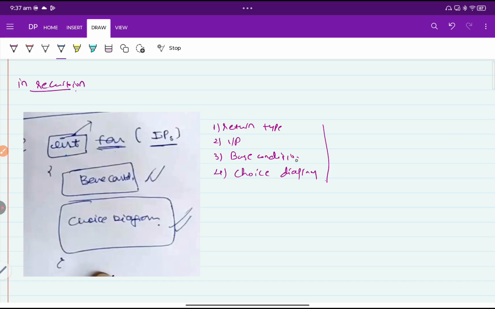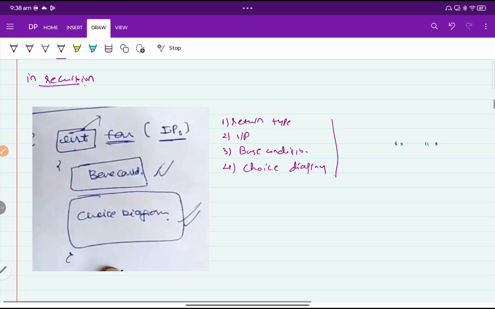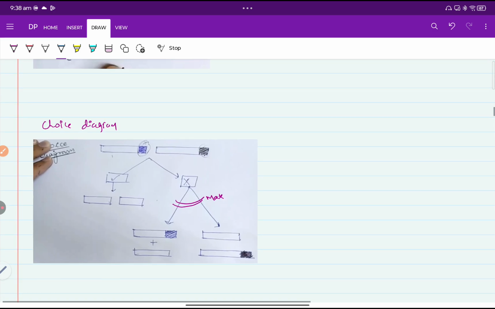Base condition, as I have discussed: if n equals 0 or m equals 0, we have to return 0. Why? Because if no character is contained in one of the strings, then the maximum length of the subsequence is 0. And now we have to discuss the choice diagram.